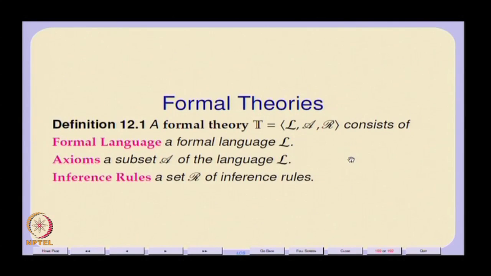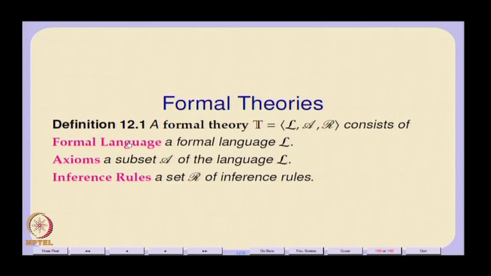A formal theory basically consists of some formal language, and a collection of axioms which are a subset of that language. Of course, if you have an infinite subset of axioms for the theory, then you might want to think of them as axiom schemas, so that they are finitely expressible, and a set of inference rules.